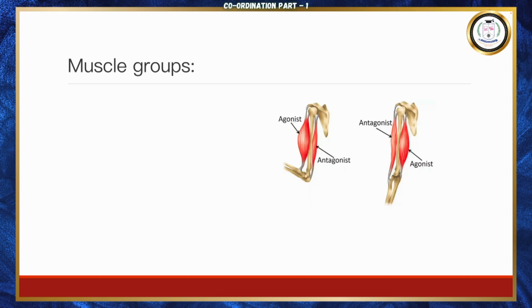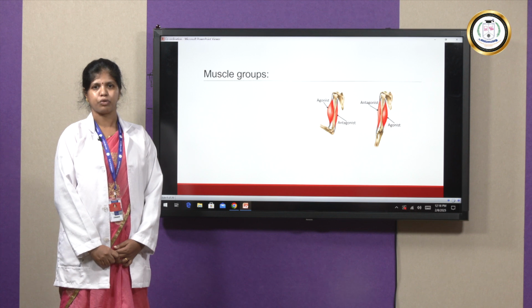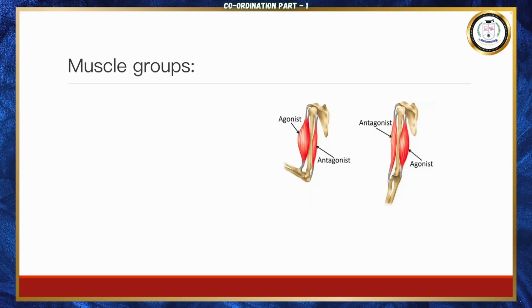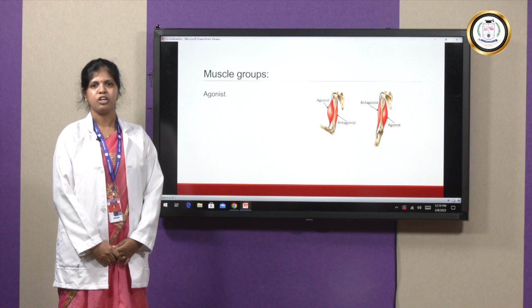So what are the muscle groups which are responsible for coordination? Majorly we have 4 groups of muscles which support this coordination function. The first group of muscles is called the agonist. So what is an agonist? When you do any activity, the muscle which contracts for that particular function is what we call an agonist.